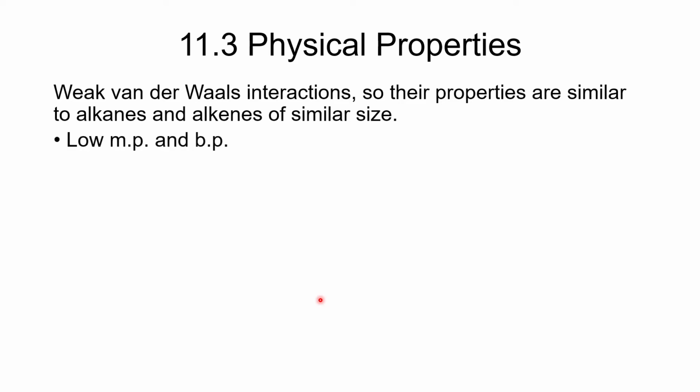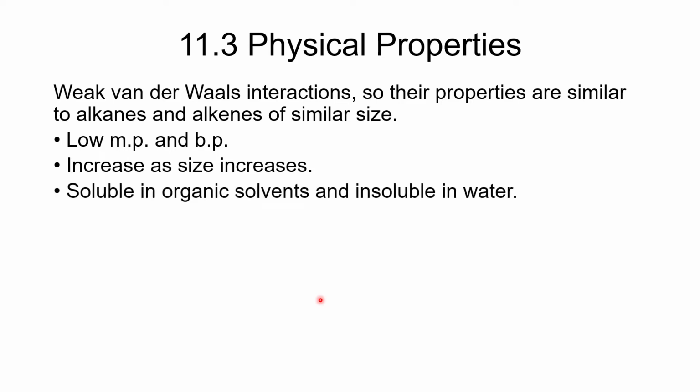So we will find that they have low melting points and boiling points compared to polar compounds. The strength of the van der Waals forces increases as the size gets bigger, and therefore the melting points and boiling points will also increase as we go to larger alkynes. And finally, we'll find that they are typically soluble in organic solvents and insoluble in water. So just like most of our alkanes and alkenes, very, very similar properties.